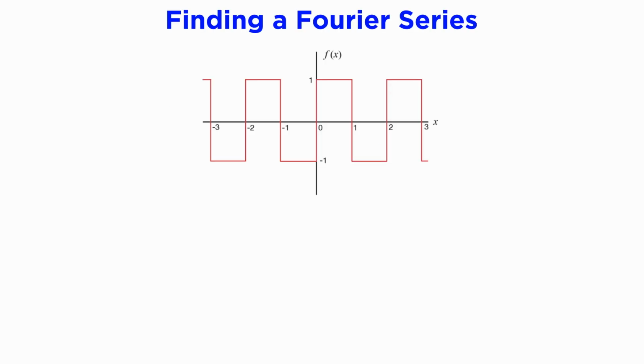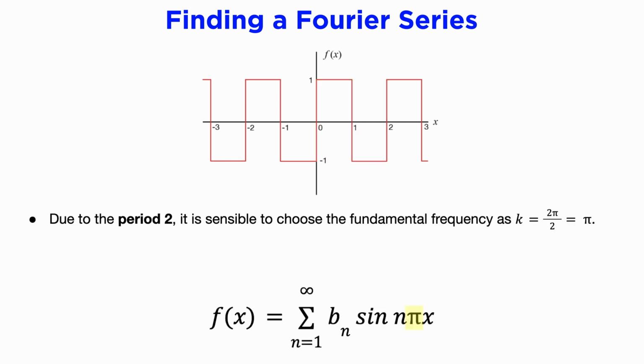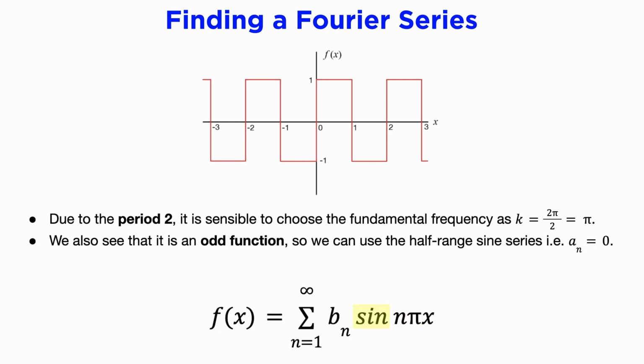For example, let's look at this square wave function, which is discontinuous but periodic with period 2. We can see that choosing a fundamental period of 2 will be a good choice for a Fourier series of this function, so k will be 2 pi over 2, which is pi. We also see that it is an odd function, so we can say that all cosine terms in our series must be 0, so we are really now finding a half-range Fourier sine series.